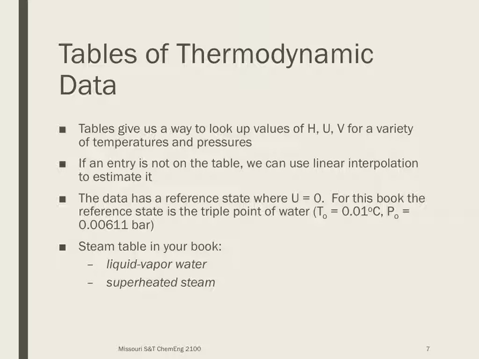Now, this data all is going to have a reference state, which is simply some place where someone says, oh, at this point, I'm going to decree U is equal to 0. There's not a particular place where U should be 0, so it's just easier for calculations if you simply choose a basis. Now, in this particular textbook, the reference state is the triple point of water, which is when the temperature is 0.01 degrees C and the pressure is 0.0061 bar. But in another textbook, the reference state is going to be different.